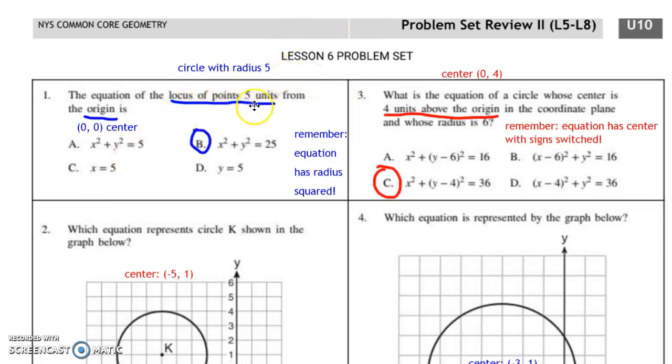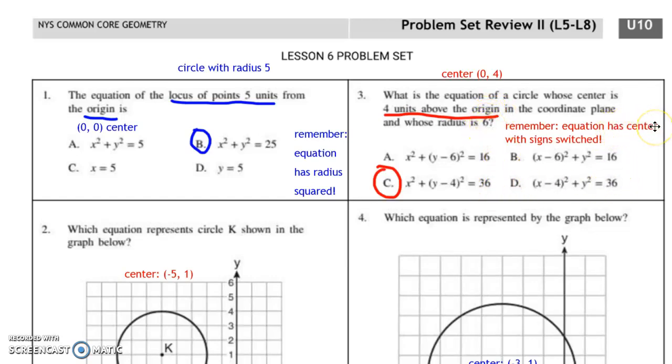All right, in each of these questions, it asks us to find the equation of a circle or use the equation of a circle based on 2 things, the center and also the radius. In this case, the radius was 5, the center was 0, 0. And remember, the equation has the radius squared, so whatever that radius is, we're going to square it to make the equation. Same thing here. We know the radius is 6, so that last number is supposed to be 36.